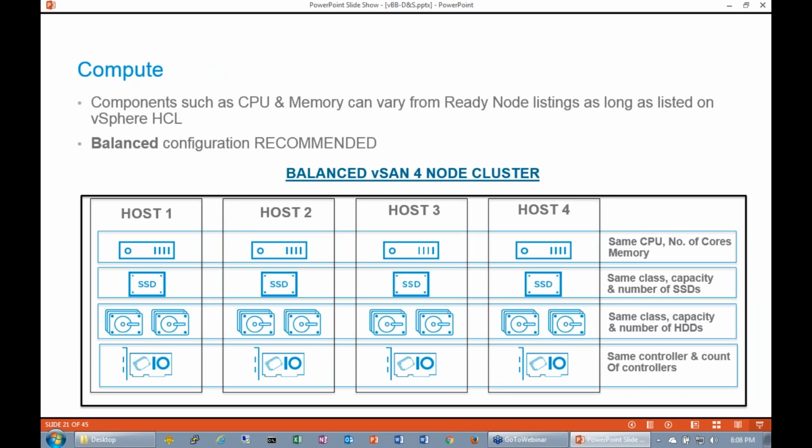So here's kind of a... all right, quick question. Yeah. Is there a specific use case wherein a hybrid vSAN would be a more correct choice than an all-flash vSAN?